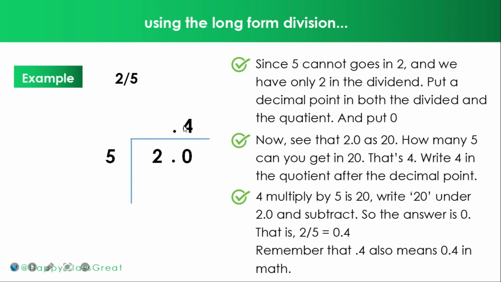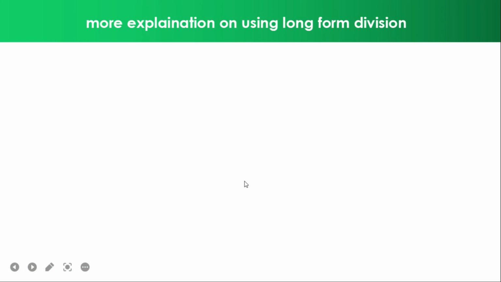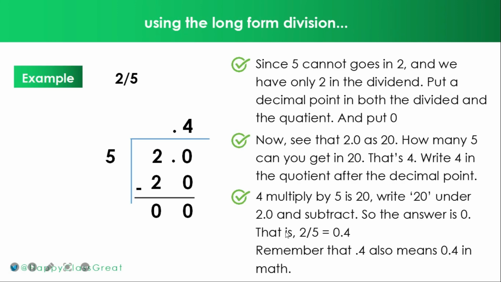After you write that, the next thing is that you are going to multiply this 4 here with the number that is here, the 5. So 5 times 4 here is 20. You are now going to write that 20 under the 2 here, and the next thing is that you are going to subtract. If you subtract 20 minus 20, that will be 0. You understand? So that means 2 over 5 is 0.4.